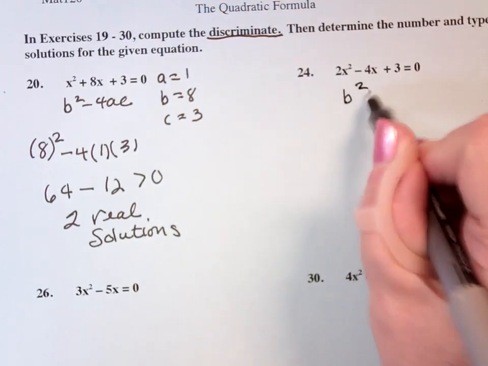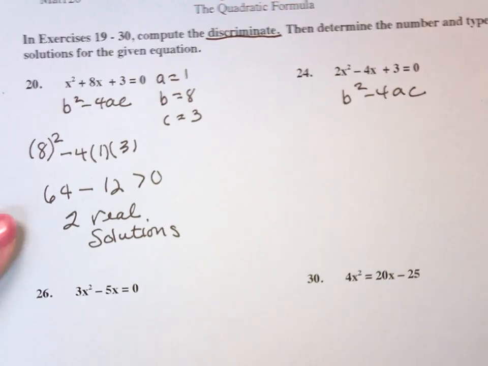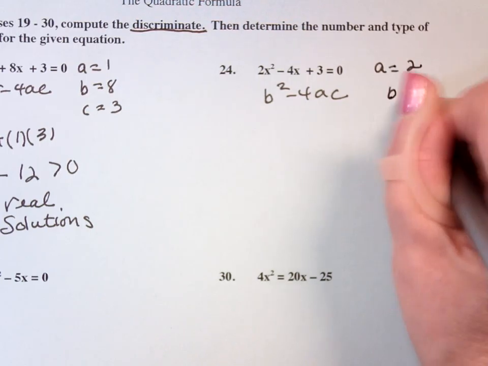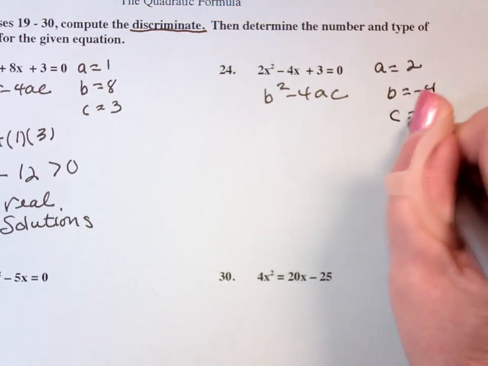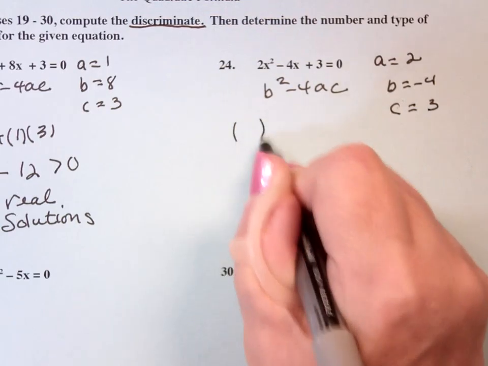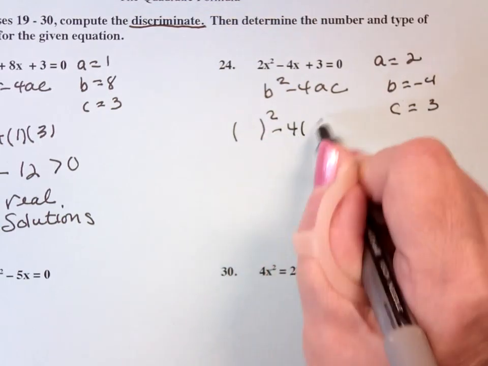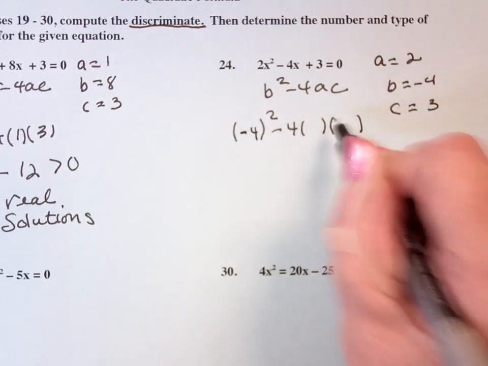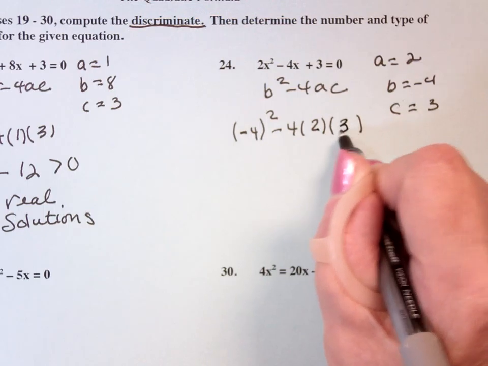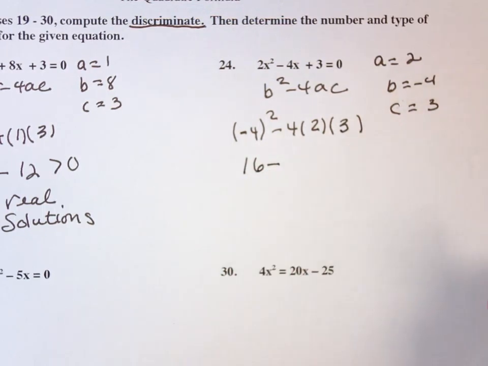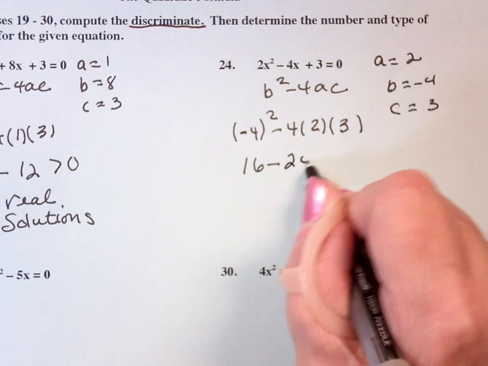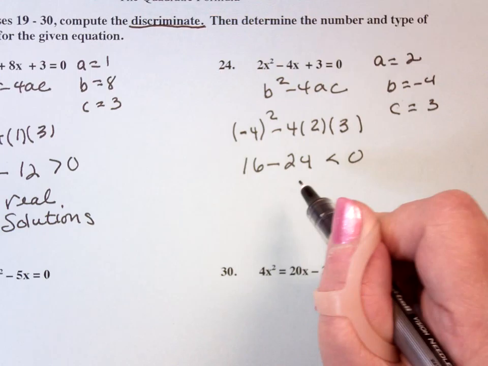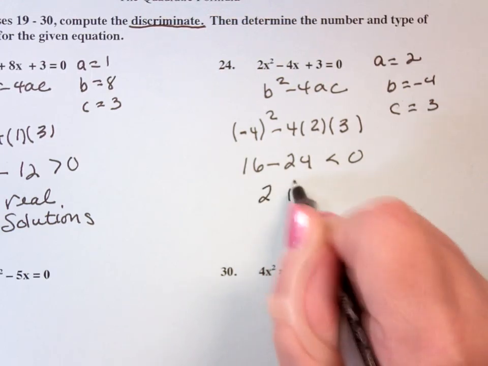So b squared minus 4ac, a is 2, b is negative 4, c is 3. So b squared minus 4 times a times c. So it's a negative 4, a is 2, c is 3, so it's 16 minus 6 times 4 is 24. Is that positive or negative? Negative. So what kind of solutions am I going to have? Two imaginary.